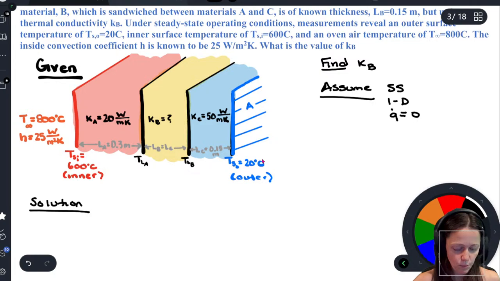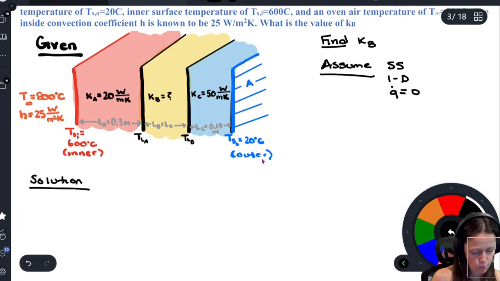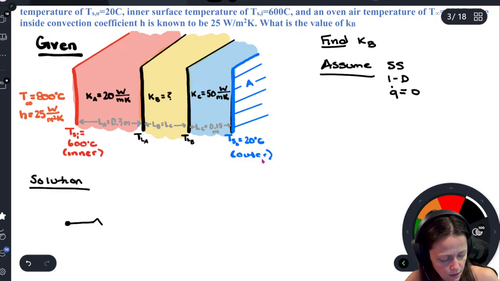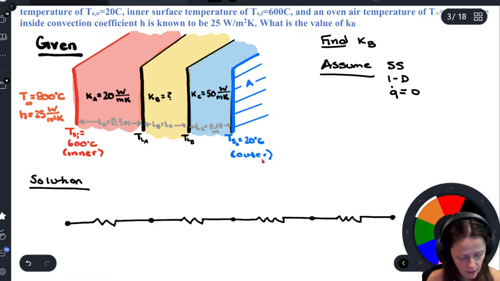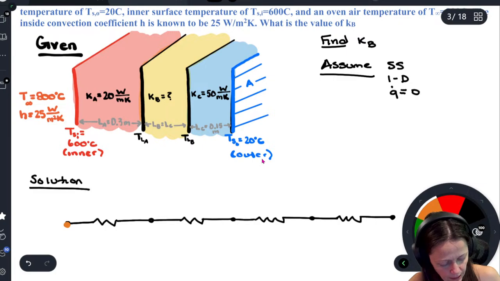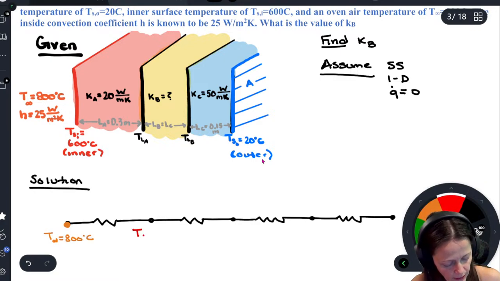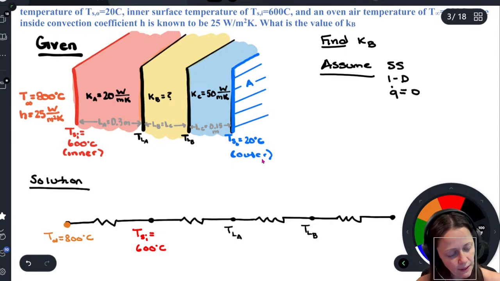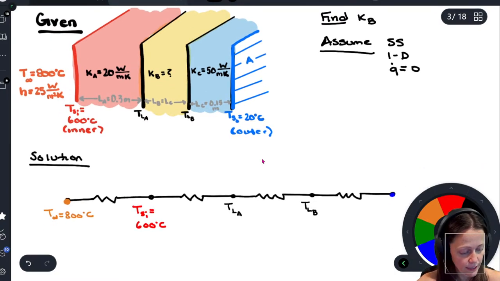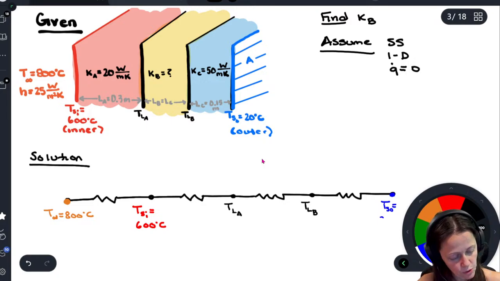All right, so I am going to have 1, 2, 3, 4, 5 temperature nodes, I believe. All right, so let's label those, shall we? The first one is going to be that T infinity, which is 800 degrees Celsius. The next one is going to be that inner surface, which is at 600 degrees Celsius. The other two, I don't really know what they are, but I'll put a little note. There's a temperature at length A, length B, and then that last one, let's make sure you can see that. This guy is the outer surface temperature, which is 20 degrees Celsius.